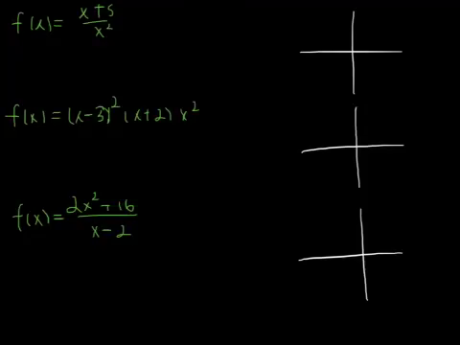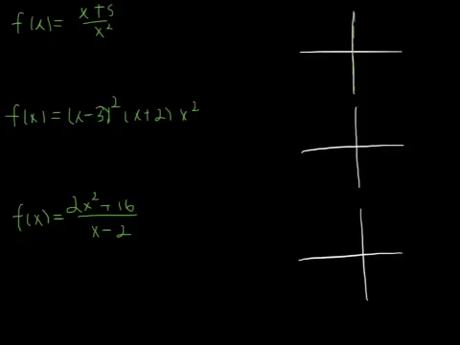Graphing of rational functions and also polynomials. So starting off with x plus 5 divided by x squared. Here we know that the vertical asymptote, the x values that we cannot have, are when x is 0.